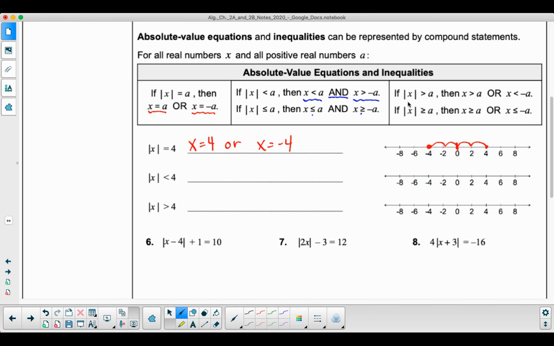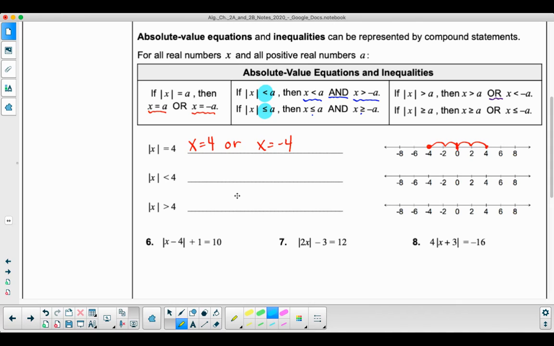Okay, now it's a little different if we have the absolute value of x is greater than a. If the absolute value of x is greater than a, then that expression inside is either greater than a or less than negative a. And then that same thing goes for if your symbol starts out as greater than or equal to.